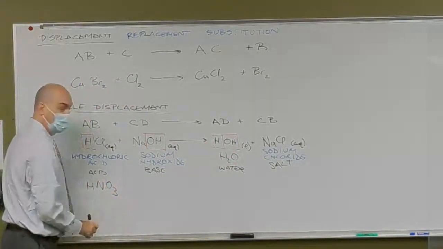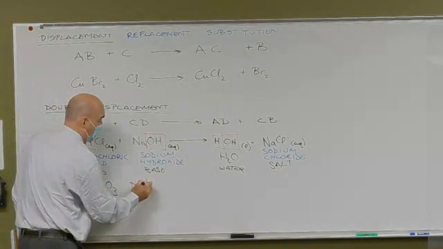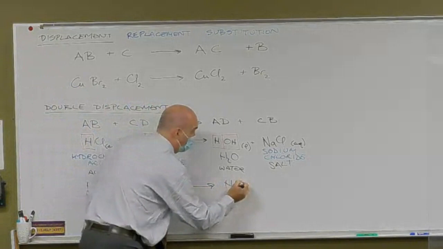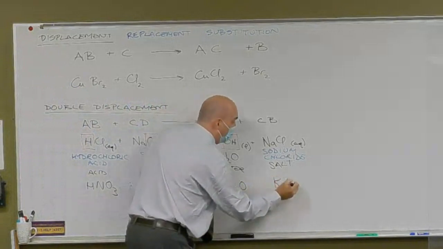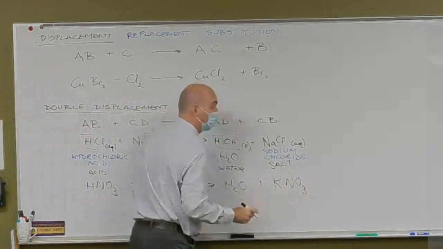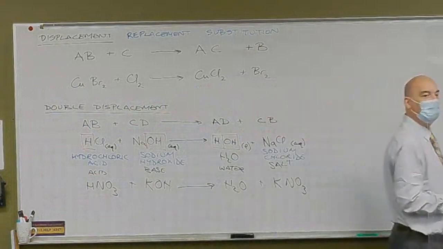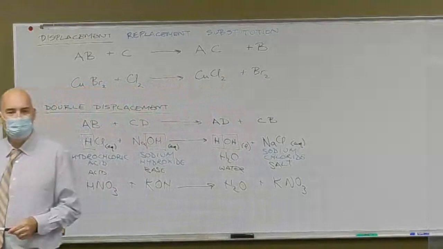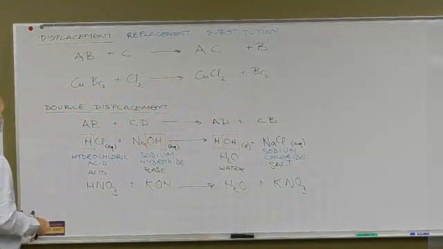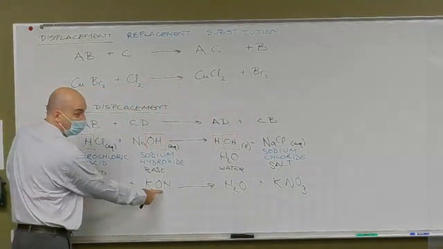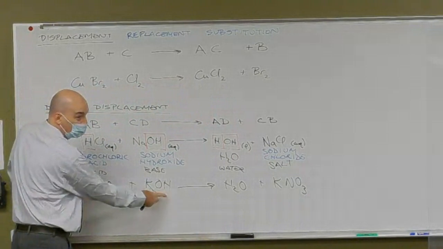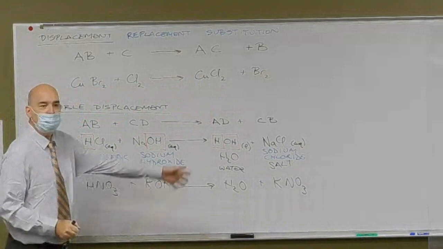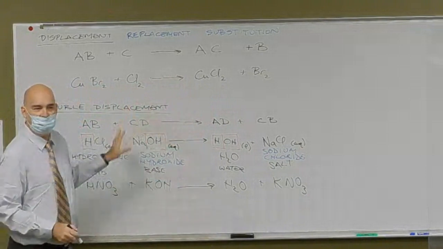If I did HNO3 and KOH, I would still make H2O, but I would make KNO3. And my salt, in this case, is potassium nitrate. Okay. You switch the front of the acid with the tail of the base. That's the important part. That makes the water. Everything else just floats around in solution.